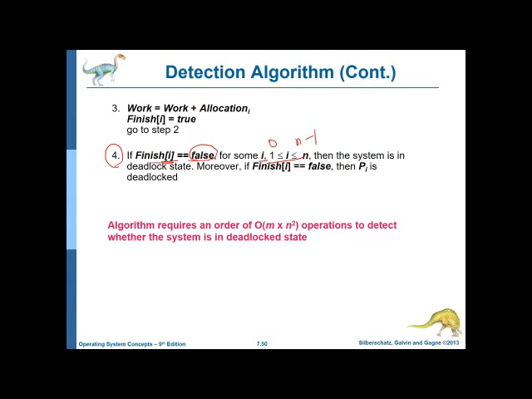It cannot complete its task because it could not be allocated the resources which it requested for. So if that is the case, then those processes Pi, whichever process you found that Finish is false, it is in a deadlock state.